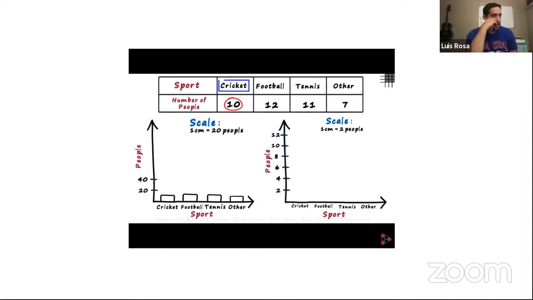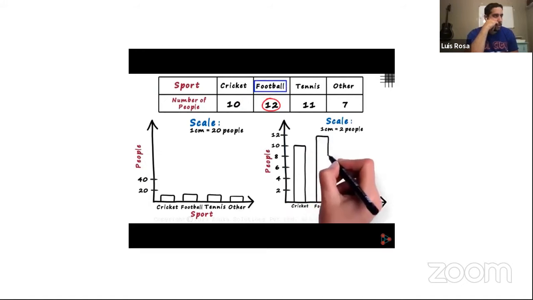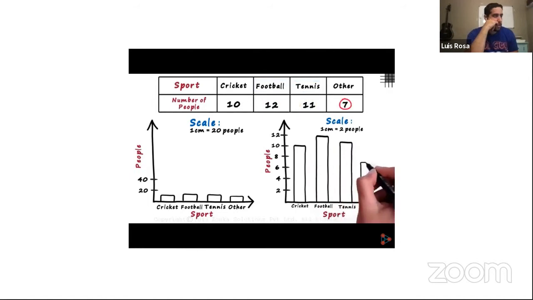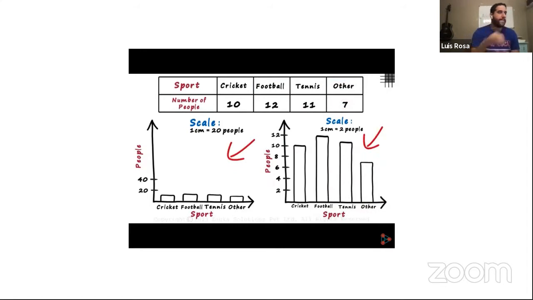10 people said cricket. We draw a bar up to 10. To represent 12 people who said football, we draw a bar up to 12. 11 for tennis, and 7 to represent other sports. Look at the 2 graphs and decide for yourself as to which one is better.